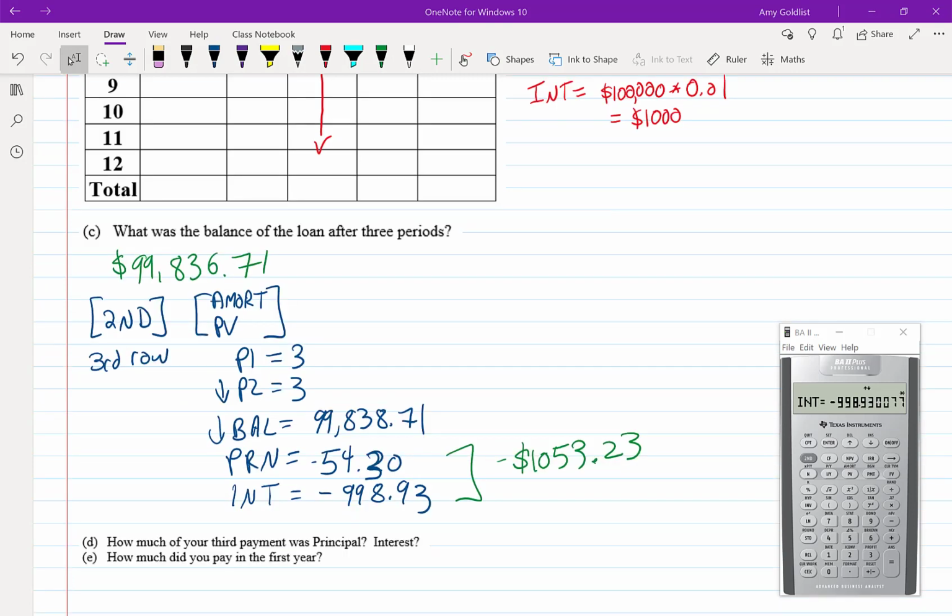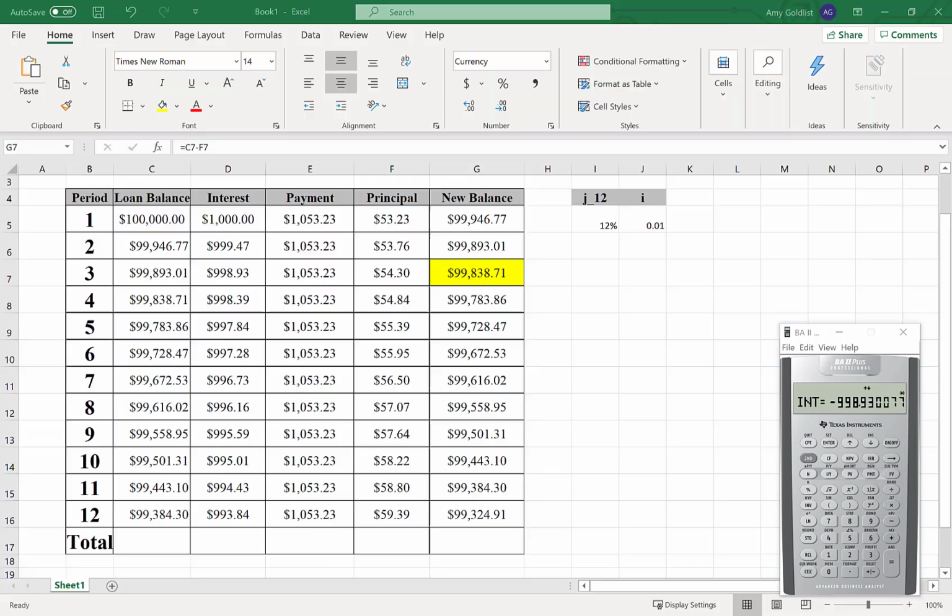Well, we've already done part D here. The principal was 54.30 and the interest was 998.93. So now let's look at how much we paid in the first year. Again, we're going to do two methods for this, and I'm not going to do it by hand because that's a lot of work, which seems a little silly.